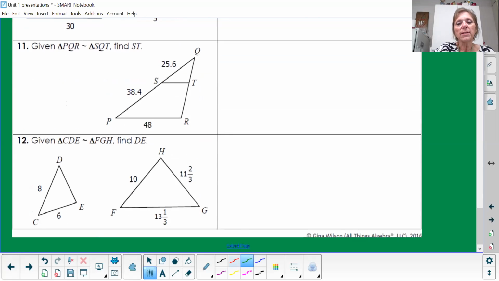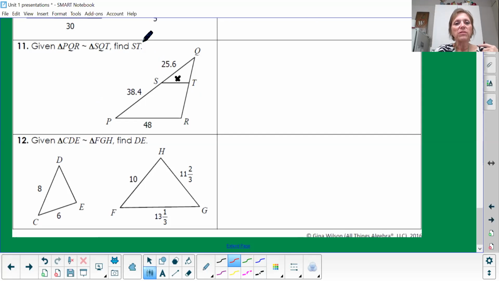Okay, so let's talk about this. What you need to do is, first of all, we have to match sides with those little marks. Okay, it says, given triangle PQR is similar to triangle SQT, find ST. So I'm going to put an X here. That's what we're looking for. Okay, then I'm going to put these little marks to know which sides go with which.